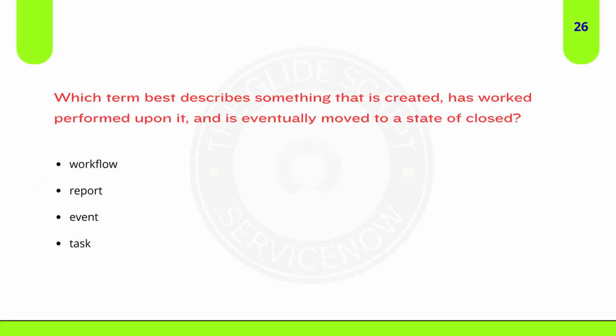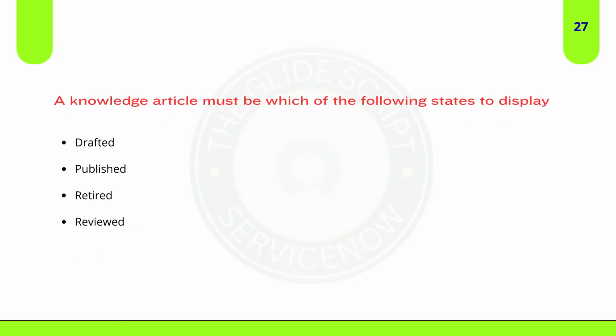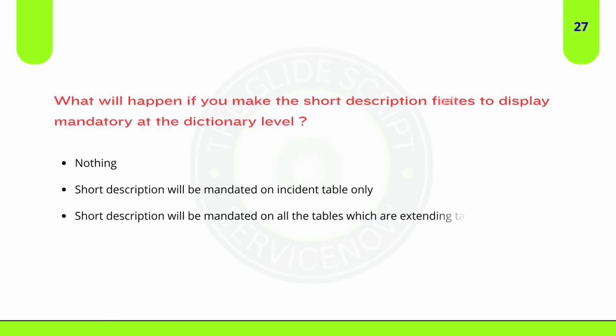Next, which term describes something that is created, has work performed upon it, and is eventually moved to a state of closed? Option task is the correct one. A knowledge article must be in which of the following states to display? A knowledge article must be in the published state to be displayed. So option number 2 will be the correct one.